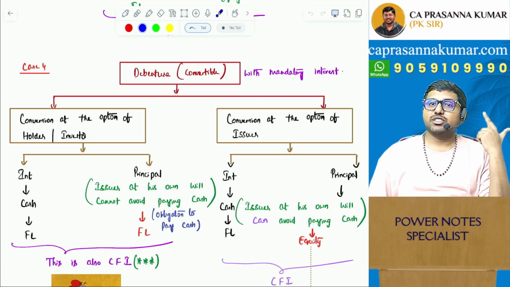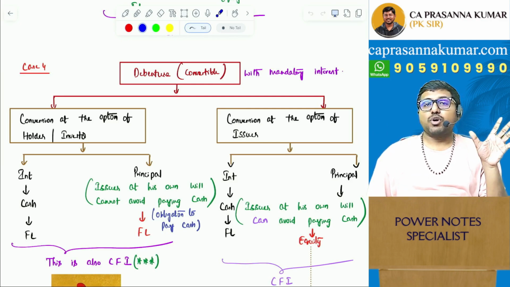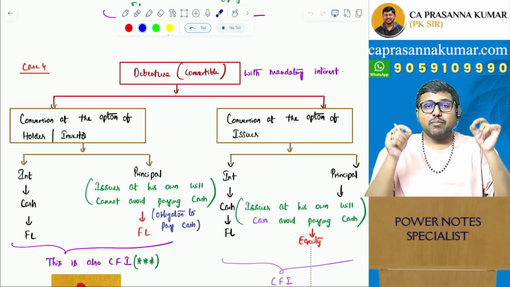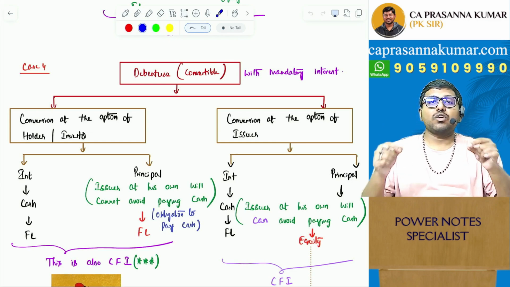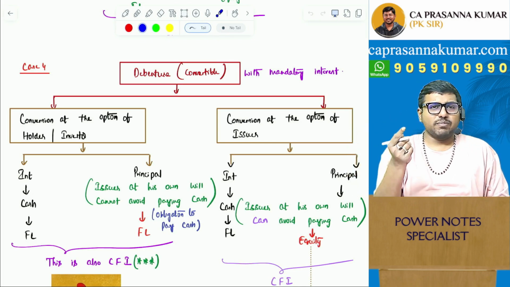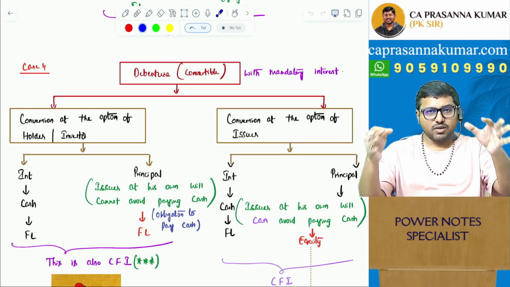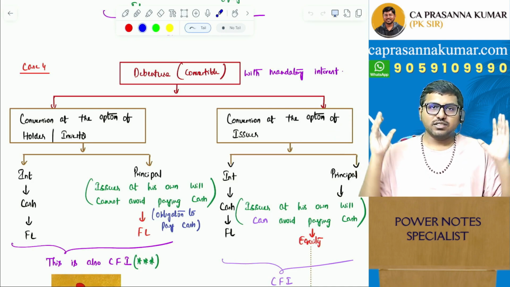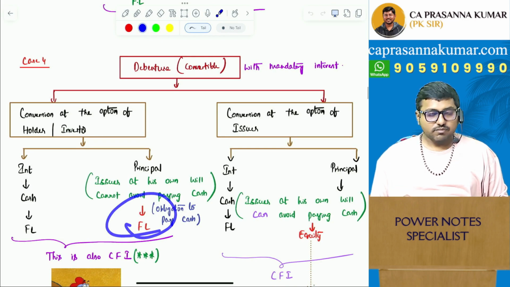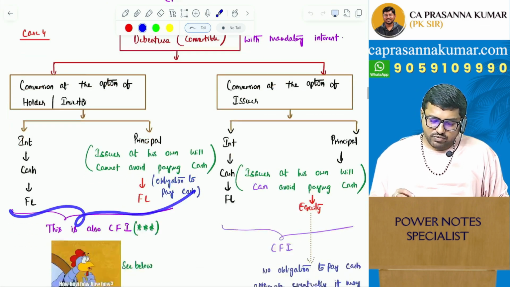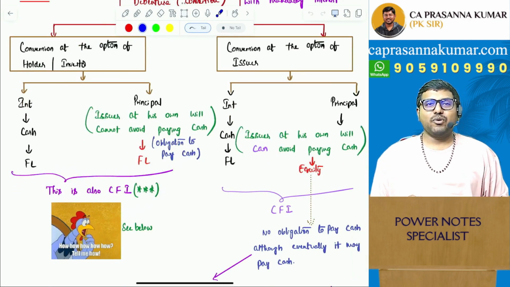Again, recollect the magic word which I gave you. It's not about what usually happens. It's not about what most likely happens. It's about what can happen. Here, is there a possibility of you making a contractual payment of cash in future? Even if that probability is 1%, is there a possibility of that happening? What can happen? Can this happen? Yes. In that case, you have to say it as financial liability only. You understand the point? Got it? However, the whole instrument will be called a compound financial instrument.